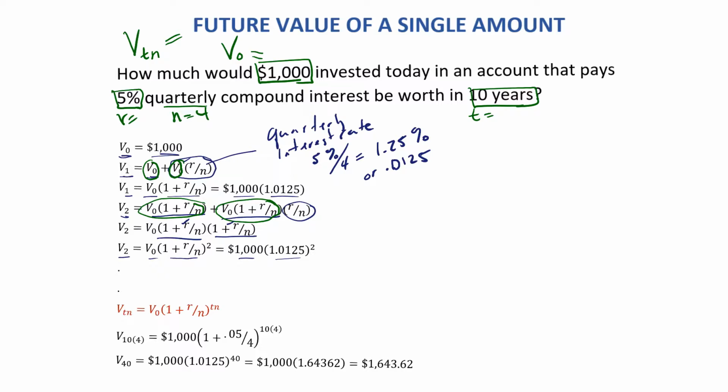Now what we'll notice here is that we have a pattern that develops, such that if we were to consider back at the end of period 1, the value there was the present value multiplied by 1 plus the quarterly interest rate. There's implicitly a 1 here, as an exponent.